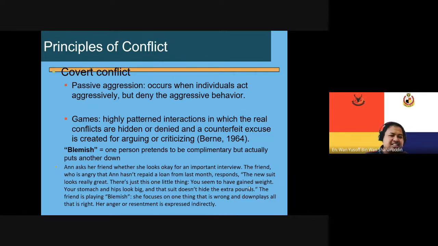You can say that this is how we covertly try to impose aggressiveness in a very covert and subtle way, in a very hidden kind of way. All right. So the first game that we have over here is Blemish.